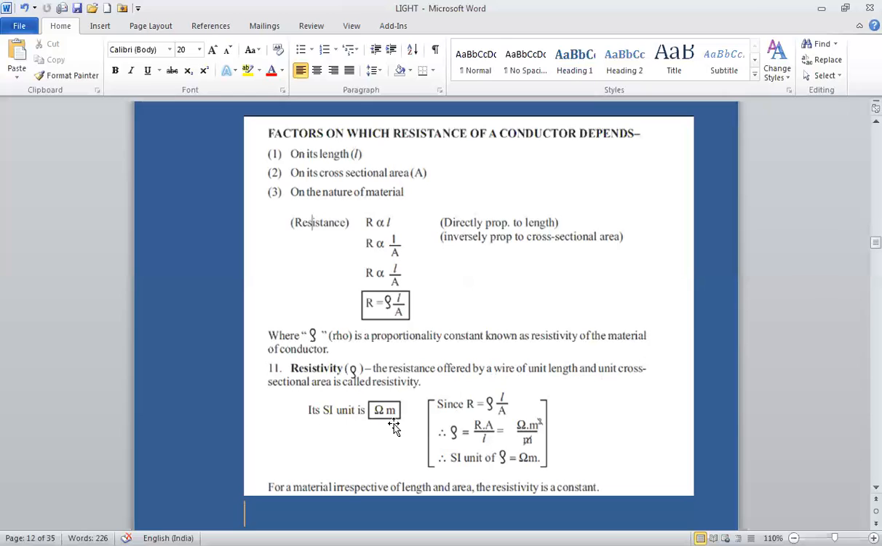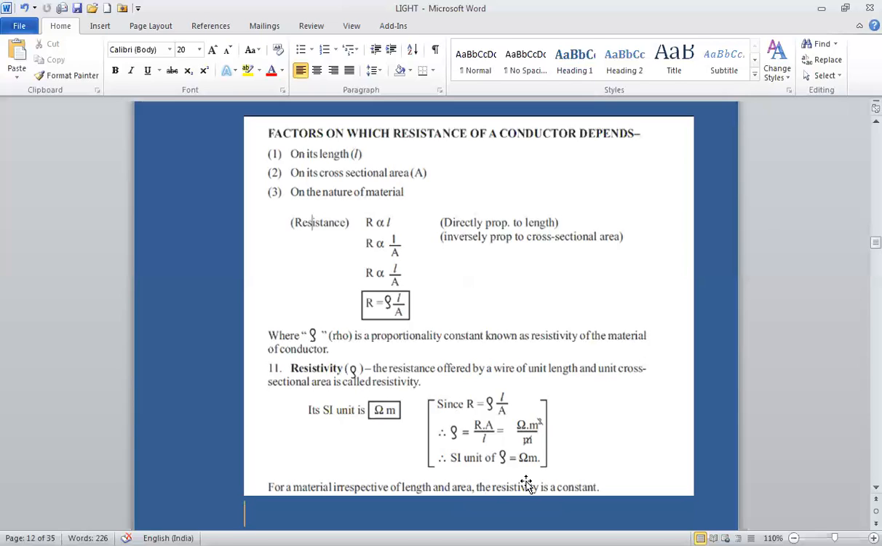Its SI unit is ohm meter. SI unit of resistance is ohm and of resistivity is ohm meter. Since R is equal to rho L by A, we can say rho is equal to R into A upon L, or ohm into meter squared upon meter, which simplifies to: SI unit of rho is ohm meter. For a material, irrespective of length and area, the resistivity is constant.